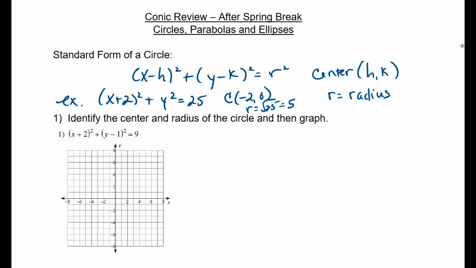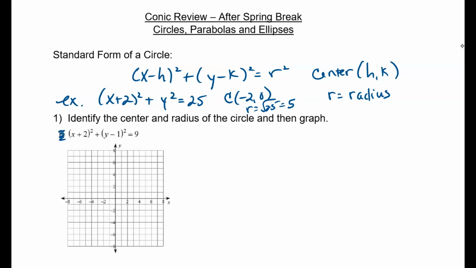Your homework tonight is going to be a worksheet that's very similar to this review. So use these notes to help you. They will guide you as you go. So the very first thing here, it says identify the center and the radius of the circle, then graph. So please just ignore that extra one.